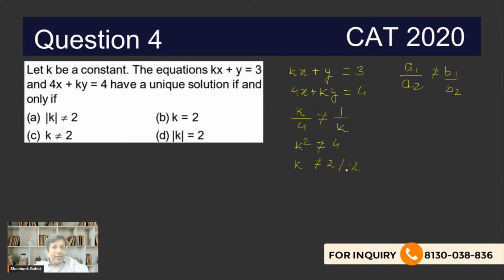So basically, the equal to option is definitely false. This one talks about only 2, that is also false. So my answer to this question is going to be option A, that is mod k should not be equal to 2. Mod k means k cannot be 2, k cannot be minus 2. So my answer is option A. Now, let's move on to question number 5.